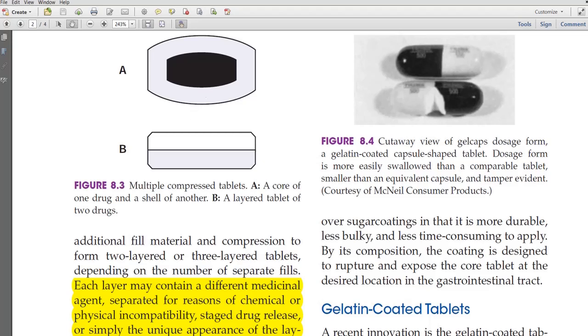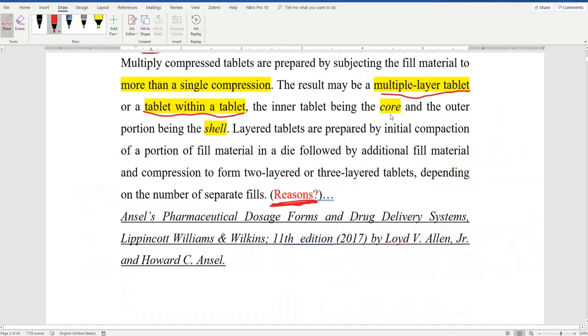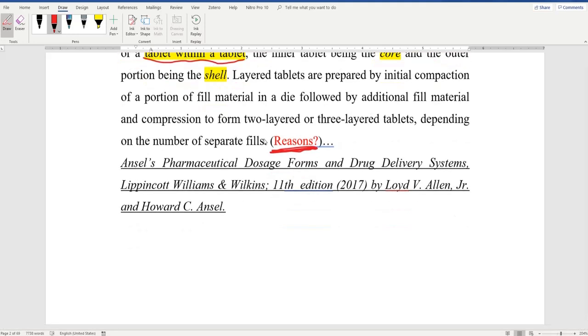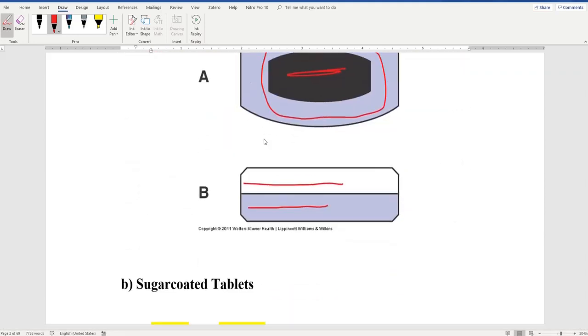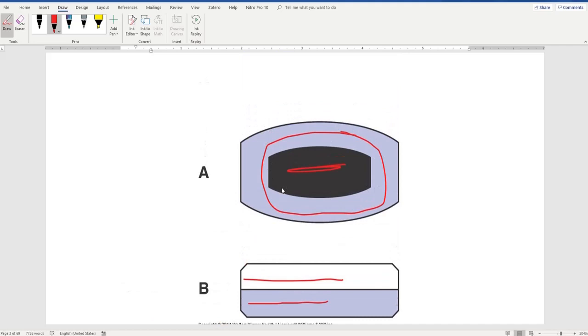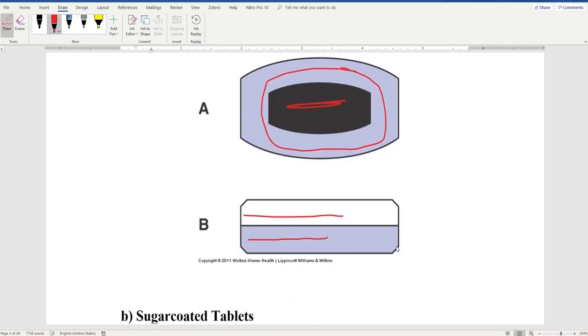So let's go back and talk about the details of how we can produce tablet within tablet or layer tablet. First, we're going to explain to you by showing you a video how layered tablets can be produced.